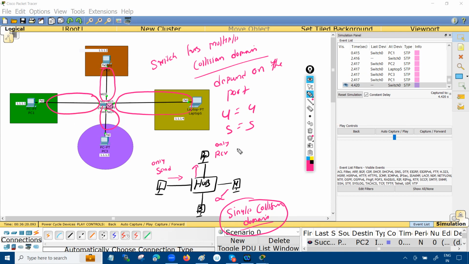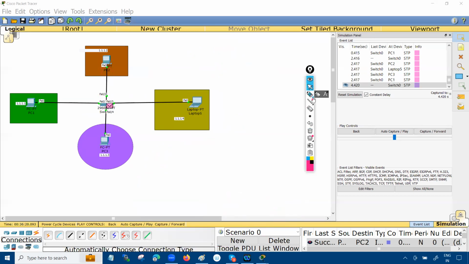But in the case of hub, what happened? Single collision domain. There will be 4 collisions. There is a 4 collision domain right now. So that's a major difference between the hub and switch. Hub and switch allow you to have a LAN communication, but not the WAN communication. It only allows you to have a LAN communication, not the WAN communication.